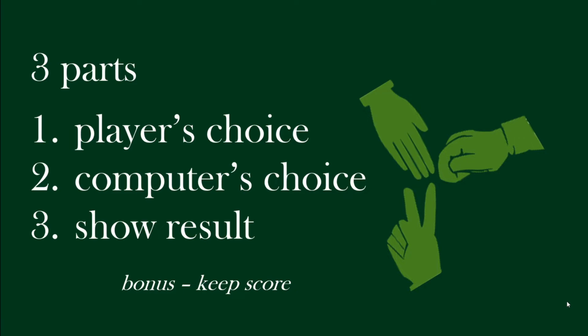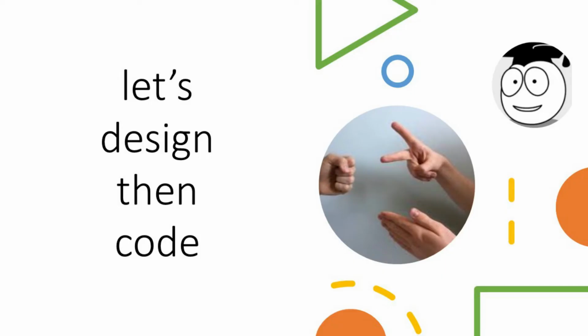In the game, we need to know, is it rock, paper or scissors from you, rock, paper, scissors from the computer, and we need to show the result and also keep the score. To create the game where you play rock, paper and scissors against your computer, we need to look at the design. So we can start off with 3 parts.